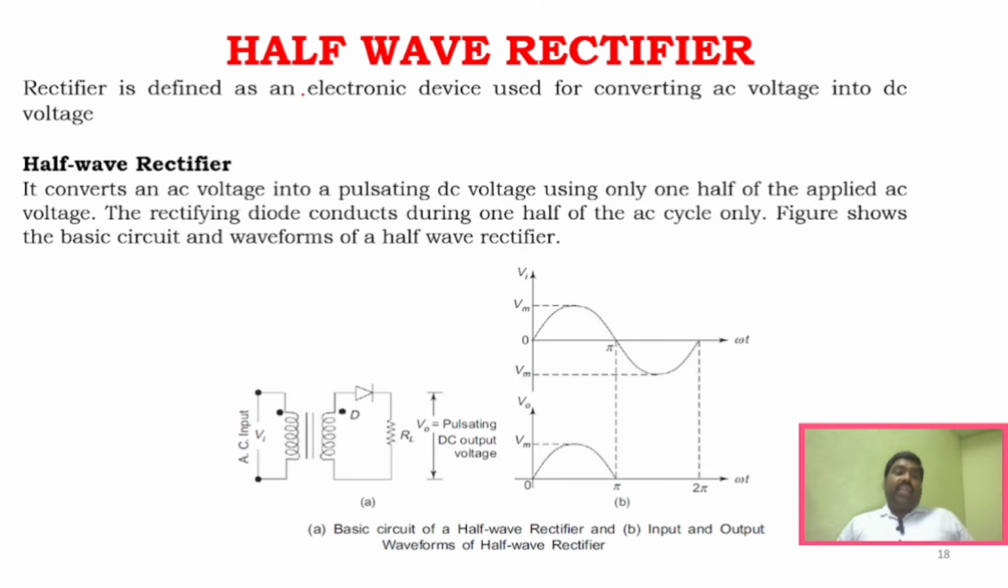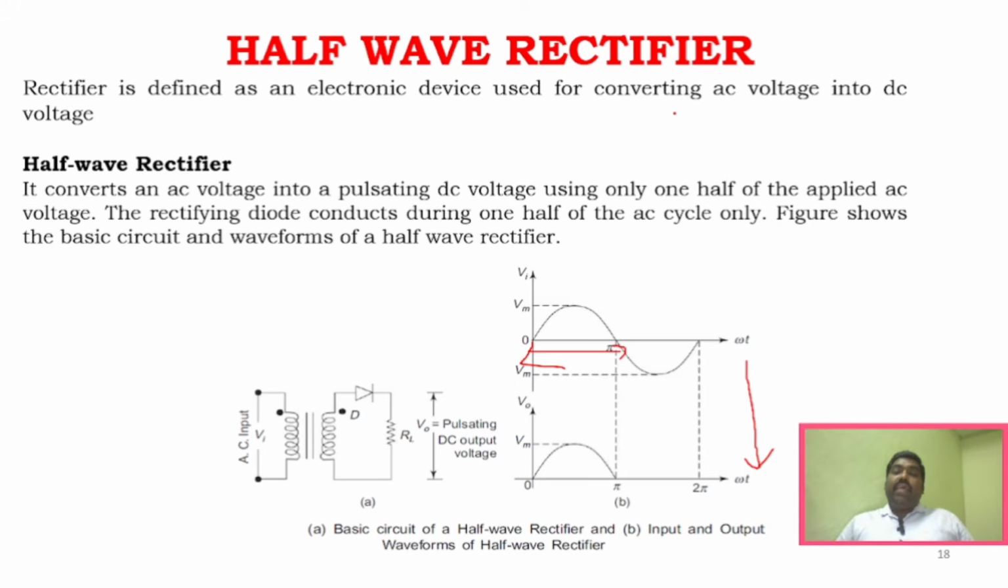And as I said, rectifier is an electronic device that converts an AC voltage to a DC voltage, an AC current to a DC current, right? And if you see here, this is the normal AC voltage waveform, right? It is converted to a pulsating DC in only one half cycle, that is why it is called a half-wave rectifier. So how does it happen?